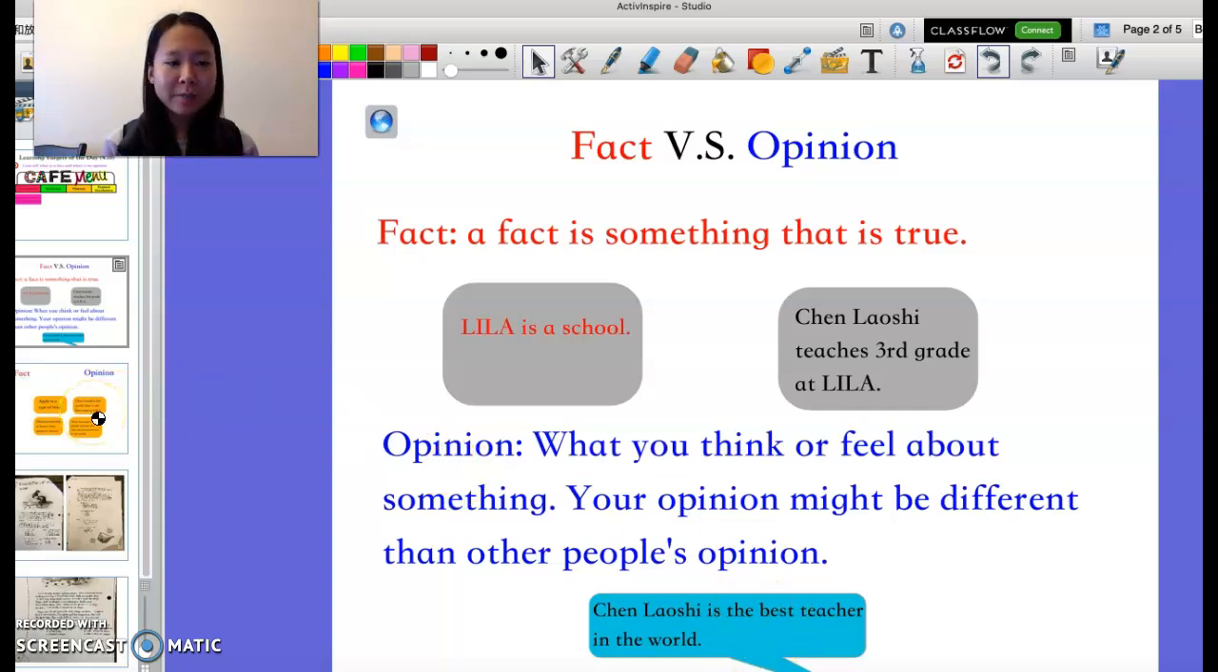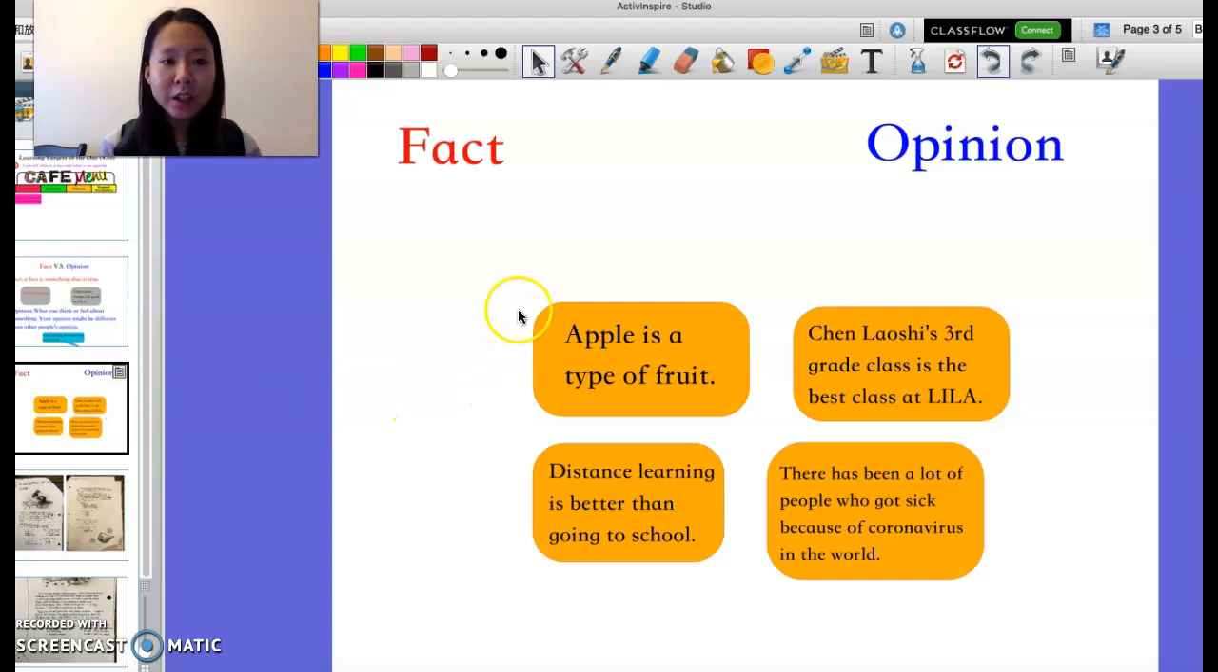Let's do a little practice. So here I have 4 different things. Let's sort them by fact or opinion. First one, apple is a type of fruit. What do you think? You are right, it is a fact.